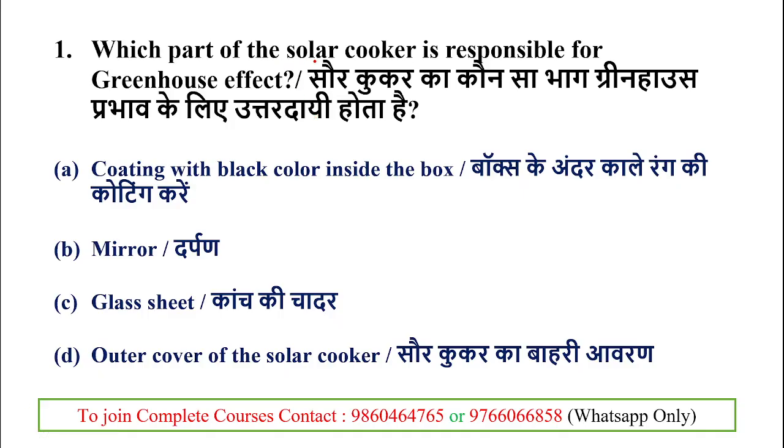The first question: which part of the solar cooker is responsible for the greenhouse effect? Here the greenhouse effect and the solar cooker are the two important keywords, and the options given are the various parts of the solar cooker: coating with black color inside the box, mirror, glass sheet and outer cover of the solar cooker. The greenhouse effect is the natural process that warms the earth's surface.